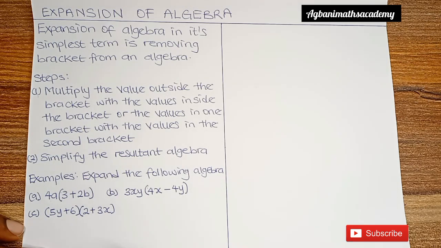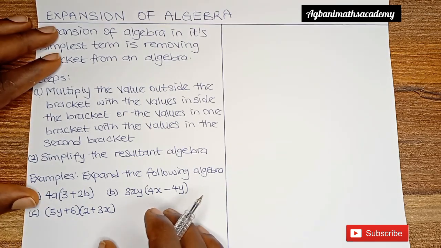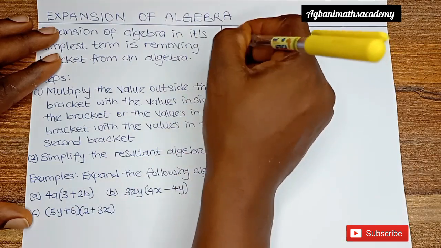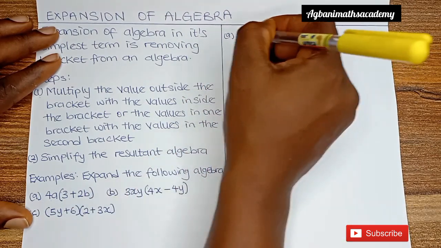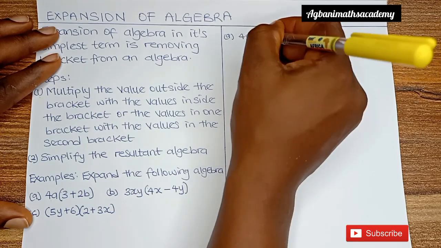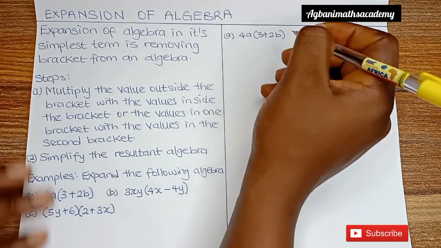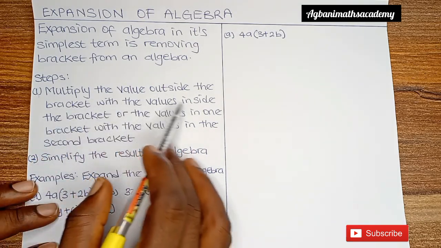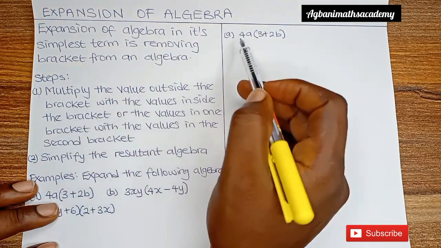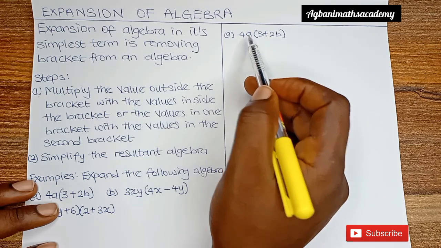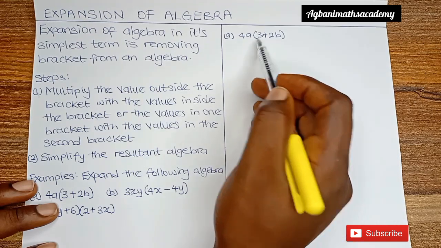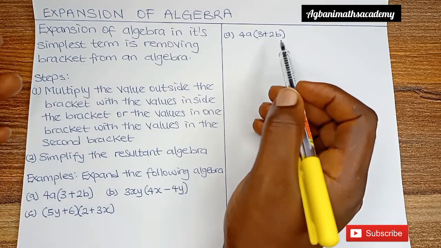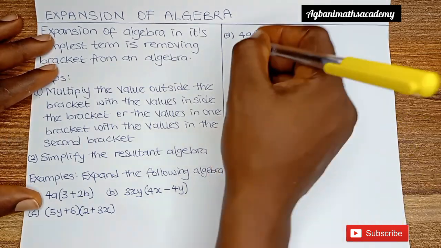So let's solve these three examples. We are told to expand the following algebra. A: 4a into 3 plus 2b. So let's look at the step. Multiply the value outside the bracket with the values inside the bracket. The value outside the bracket is 4a. The values inside the bracket are 3 and 2b, or plus 3 and plus 2b. So let's multiply.